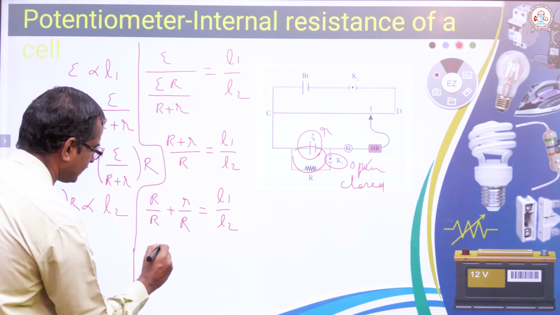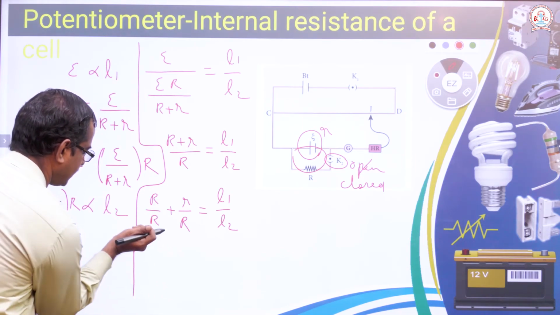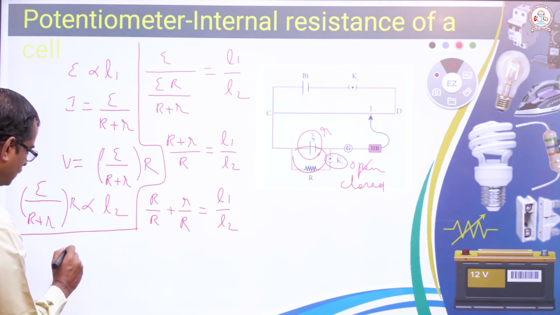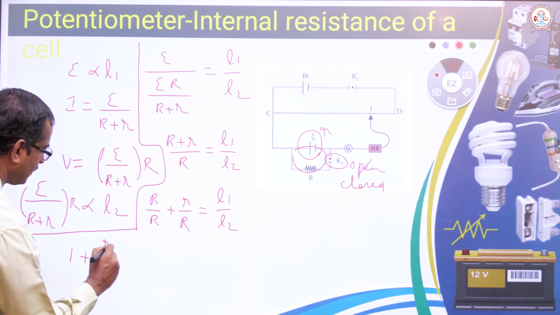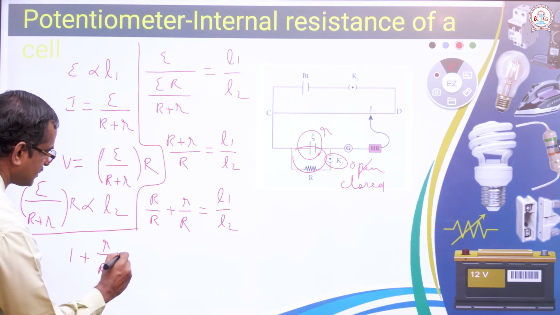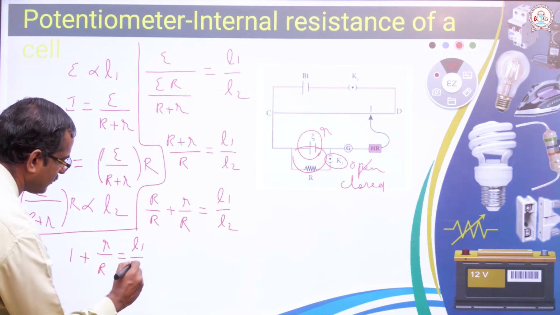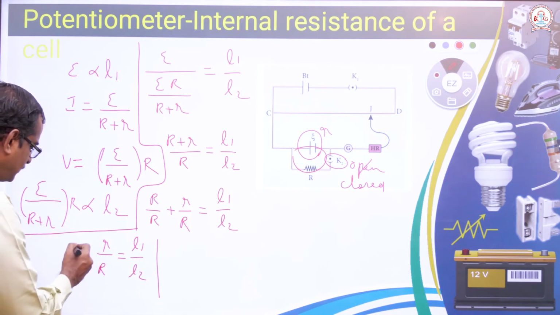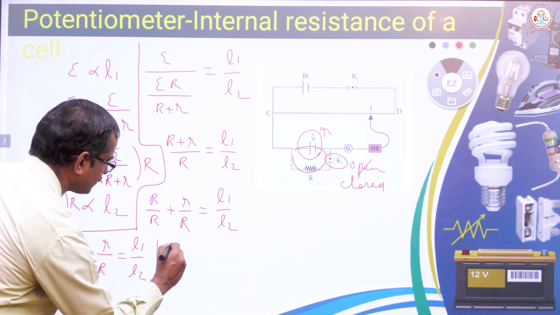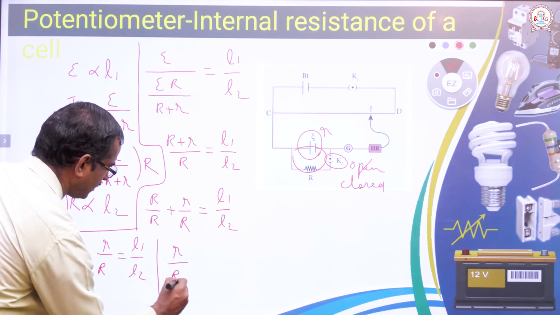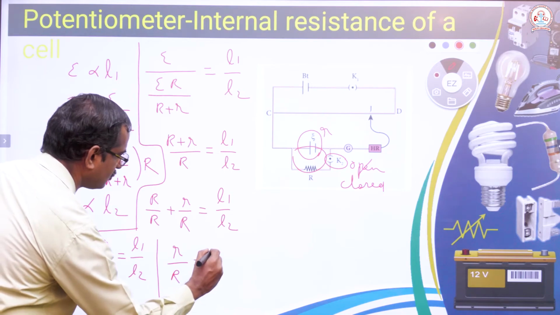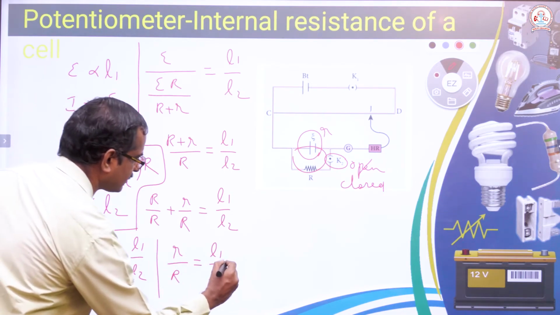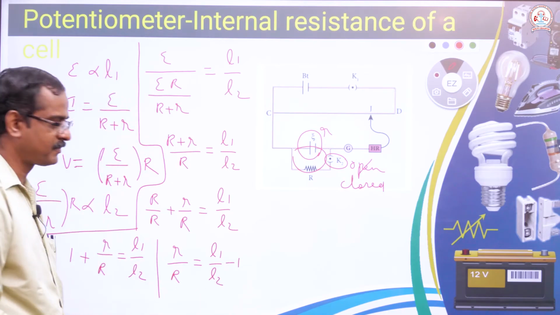Then we can write that 1 plus r divided by R is equal to L1 divided by L2. Bring 1 this side, then we get small r divided by capital R equal to L1 divided by L2 minus 1. This is 1, isn't it? Then when it goes to the right side, it is going to be minus 1.